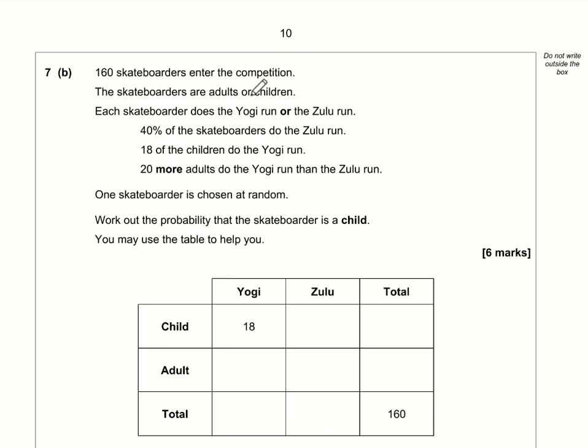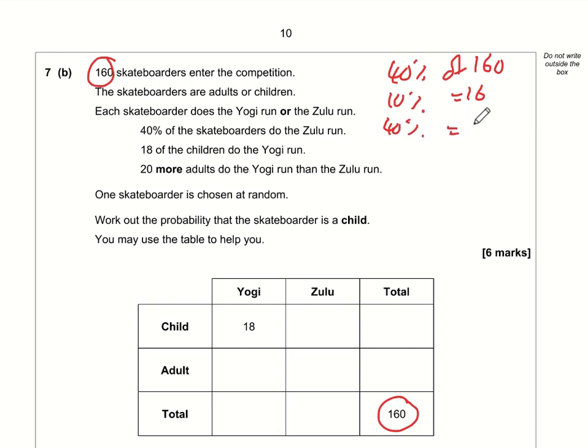Okay, so in this question we know that a total of 160 skateboarders enter the competition, which is the total of this column and this row. So we're going to have to fill in all of these values here. So we know that 40% of the skateboarders do the Zulu run. So what is 40% of 160? Well, we know that 10% is 16, so 40% is going to be 16 multiplied by 4, and 16 multiplied by 4 is 64. So 64 skateboarders in total do the Zulu run.